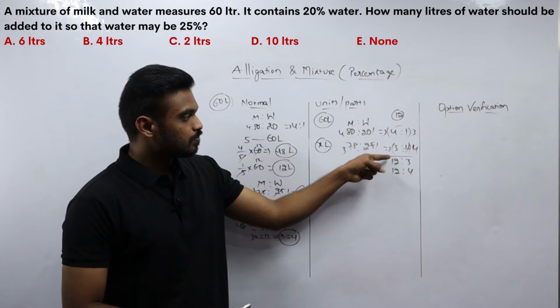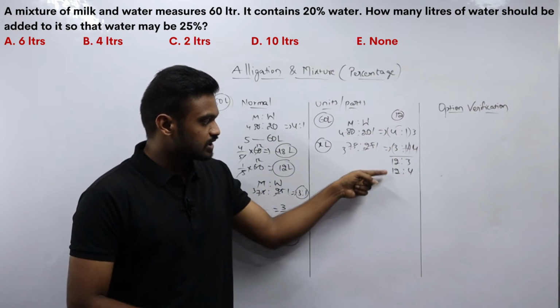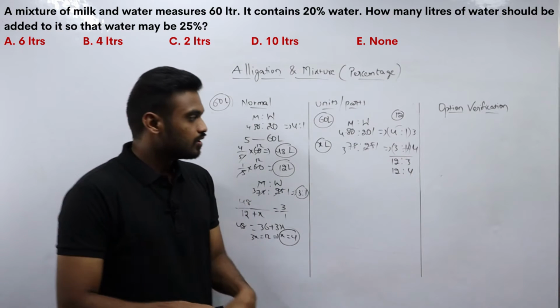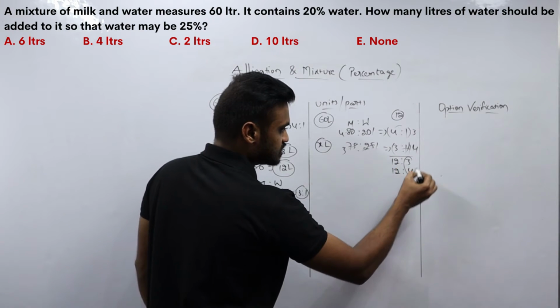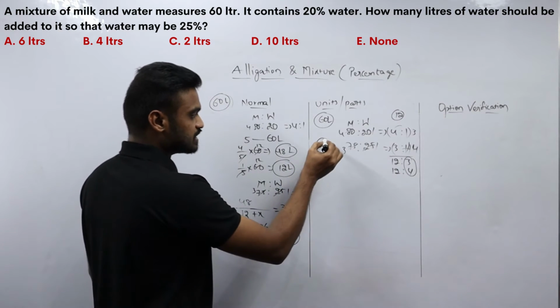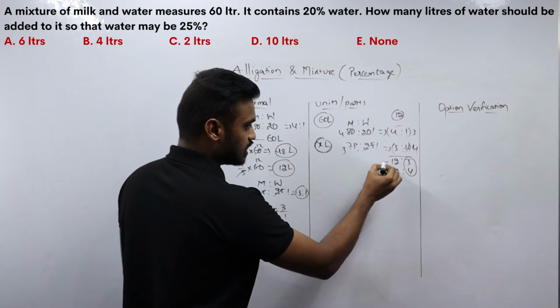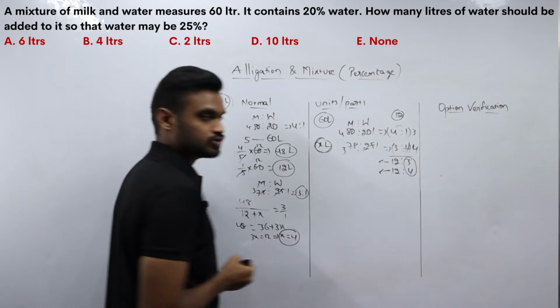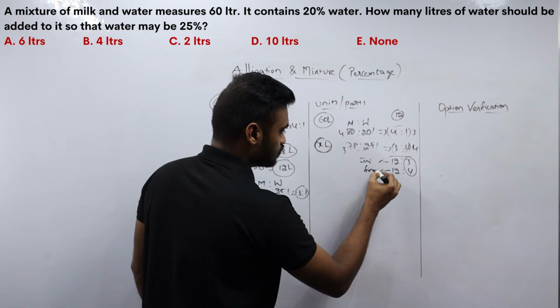We are equating both the cases such that the ratio of milk is the same in one case and also the second case. Now what is the change here? That is, the quantity of water is changed here. Now this change has happened due to adding x liters of water. Now if we see here, this is the initial ratio and this is the final ratio.